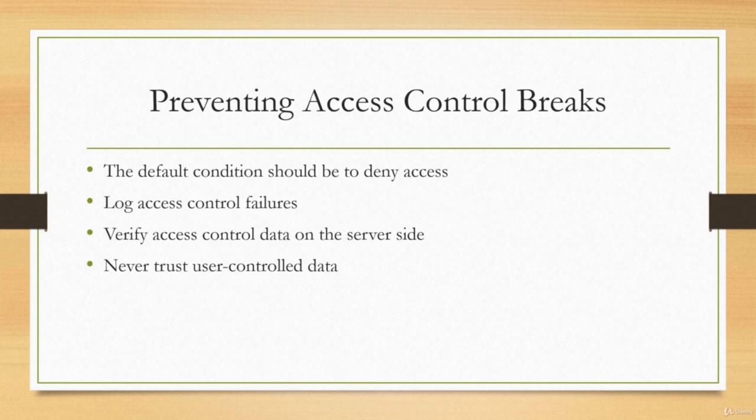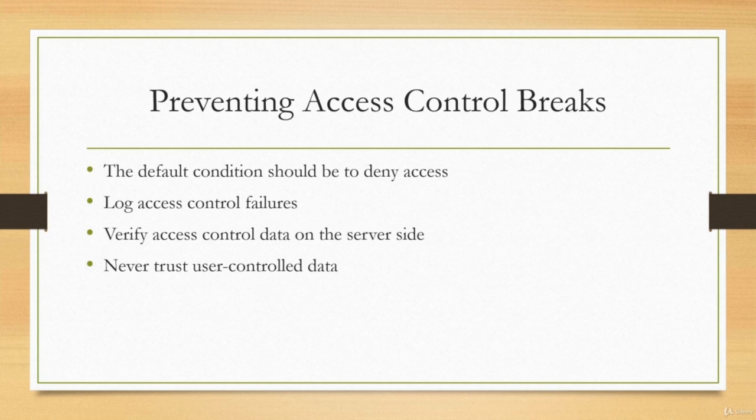Whenever someone accesses something, we should log that information. If something looks funny, like someone accessing an admin page without a username or someone accessing an admin page who isn't an admin, that can help us see that there's an access control break. Well, it will happen, but we'll be able to notice it when it does happen, is the idea. And then the other thing is to verify access control on the server side. We never trust user-controlled data. We should always verify everything the user gives us on the server side in a way that they do not have control over. If someone claims to be an administrator, we should make sure that they actually are an administrator.